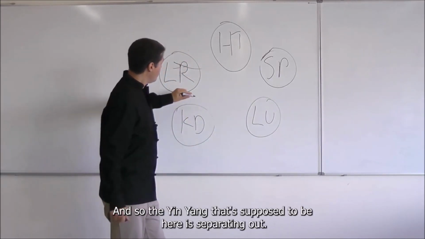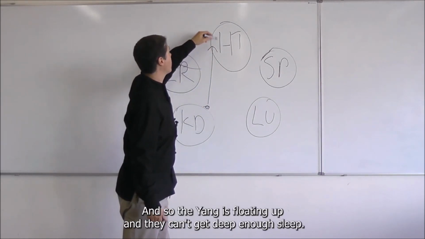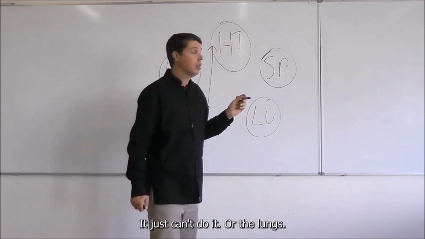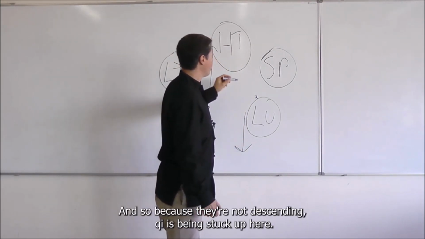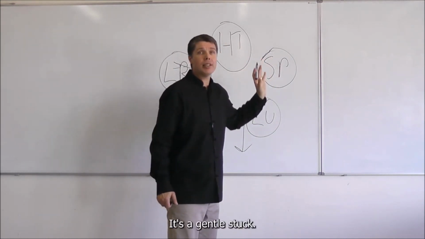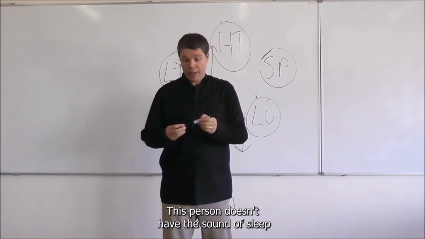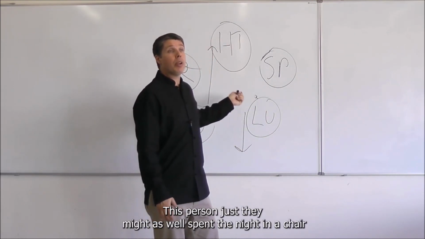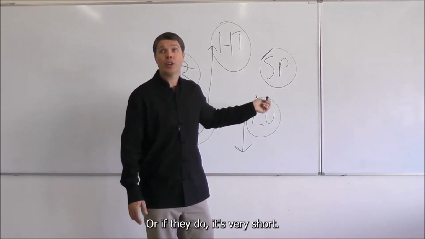And so the yin-yang that's supposed to be here is separating out, and so the yang is floating up, and they can't get deep enough sleep. They just can't do it. Or the lungs are not descending, and so because they're not descending, chi is being stuck up here. It's a gentle stuck. This person doesn't have the wide awake insomnia like this. This person doesn't have the sound asleep and then wakes up. This person might as well have spent the night in a chair dozing because they don't get that deep sleep. Or if they do, it's very short.